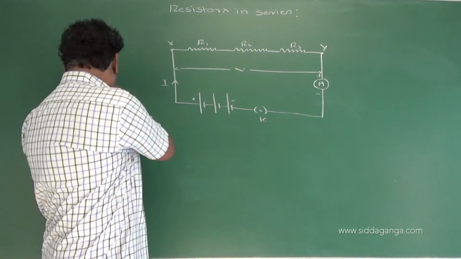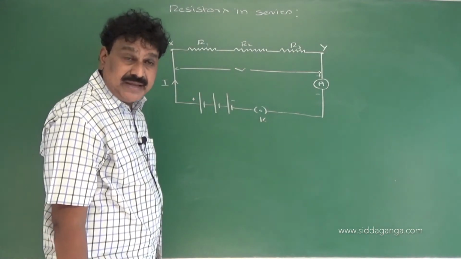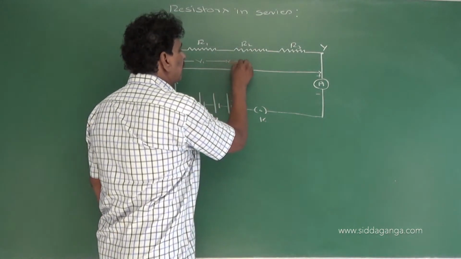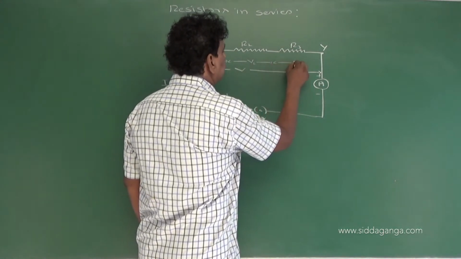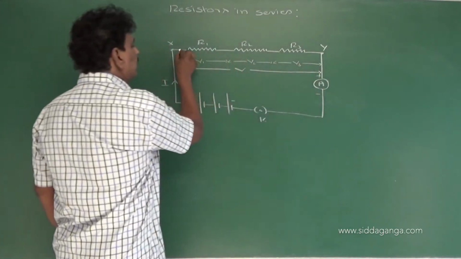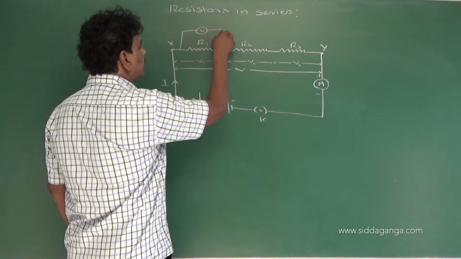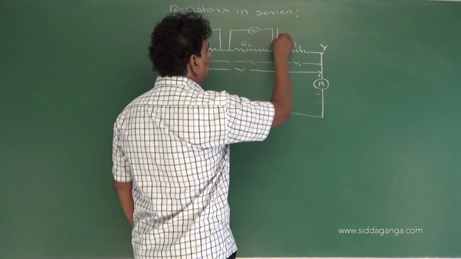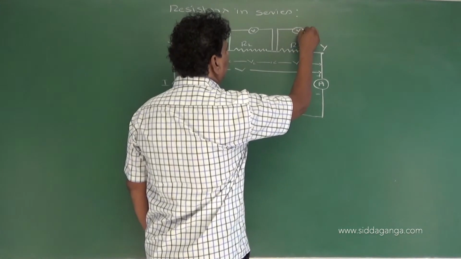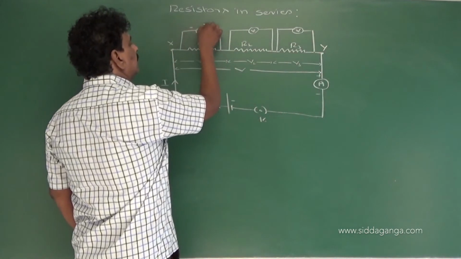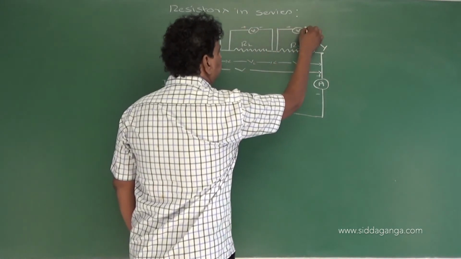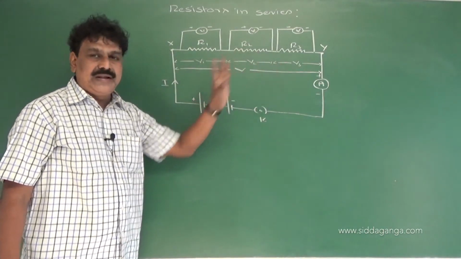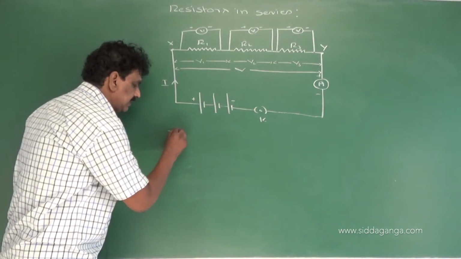But potential difference across each resistance will be different. Here, the potential difference across R1 is V1, potential difference across R2 is V2, and potential difference across R3 is V3. Now, this can be measured by using a voltmeter. Now, these 3 voltmeters give the readings V1, V2 and V3.